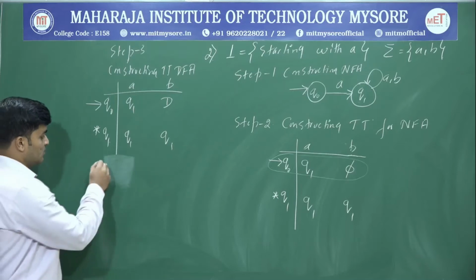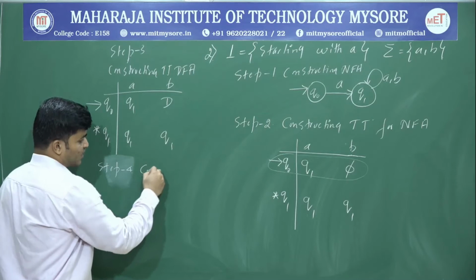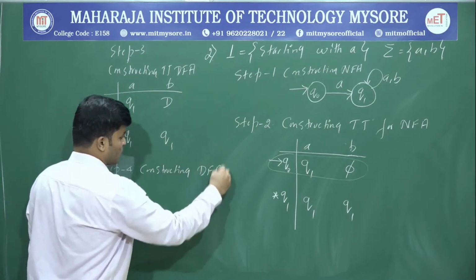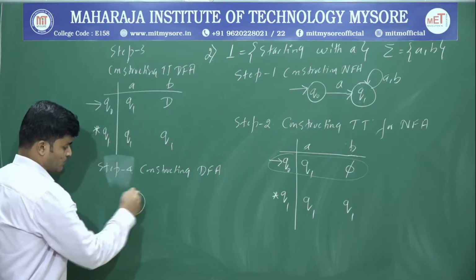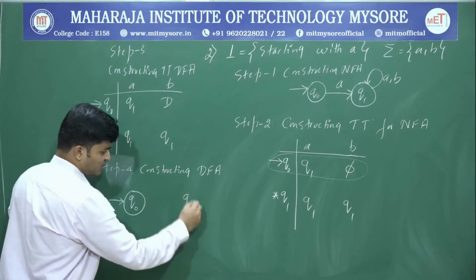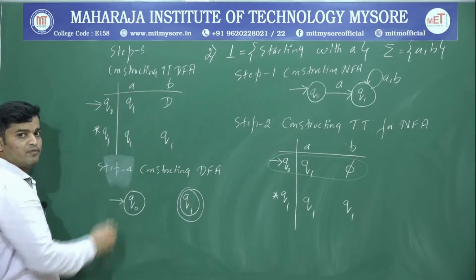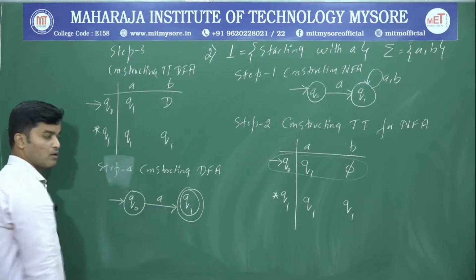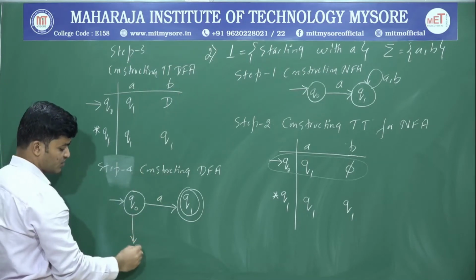And now the last step, step number 4, constructing the DFA. The start state is Q naught, write that as it is. Next there is one more state Q1, that's a final state, so write a double circle. What is Q naught upon A? Q naught upon A is Q1. What is Q naught upon B? Q naught upon B is the dead state. You can write it, or you can skip this.